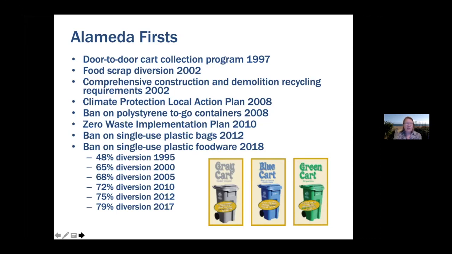We have comprehensive construction and demolition recycling requirements. A climate action plan was adopted in 2008, a ban on styrofoam containers, a zero waste implementation plan, a ban on single-use plastics, and a ban on single-use plastic foodware in 2018. And as of about 2017, we achieved 79% diversion and about 81% diversion today.